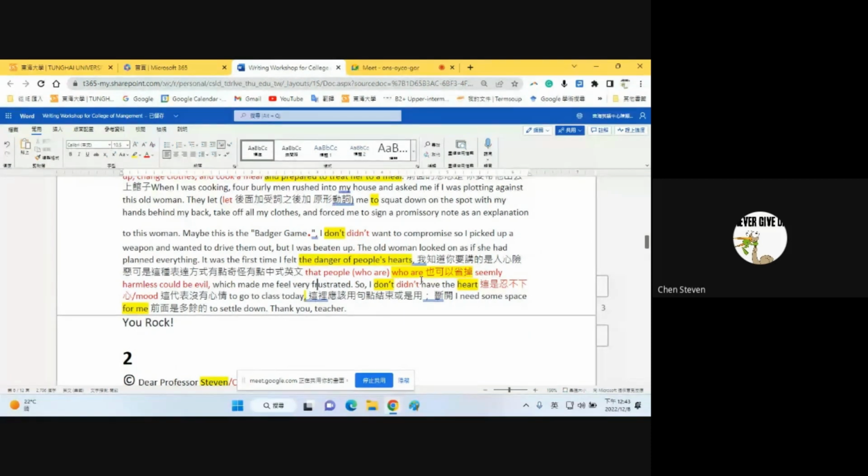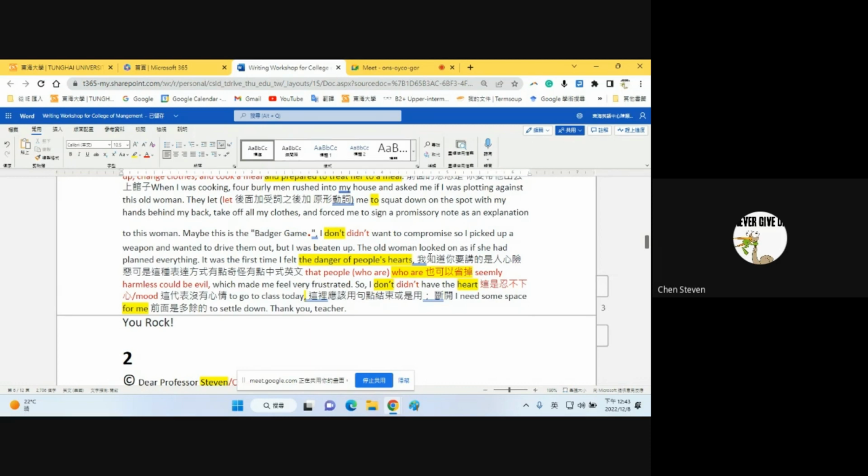So, which made me feel very frustrated. So I didn't have the heart, okay, to go to the class. And then my comment is, "I didn't have the heart," 是忍不下心. "I didn't have the mood," 是我没有这个心情. The students, they have a long way to go. And now I know, if you do not have a lot of time, I guess you don't want to spend time on this, okay?